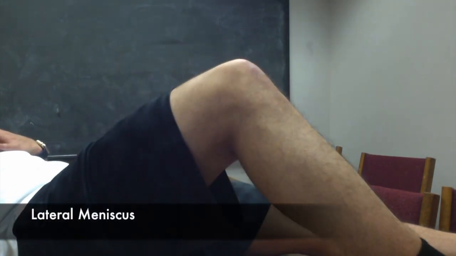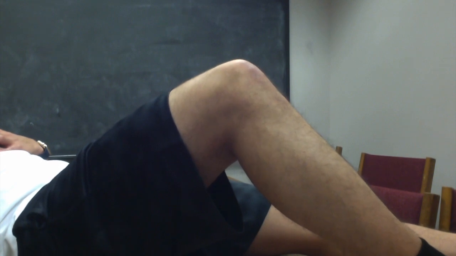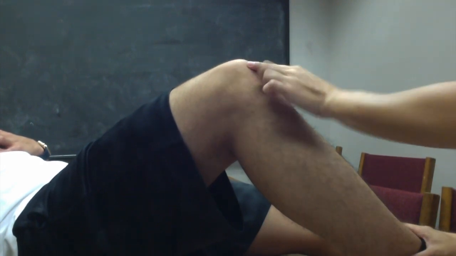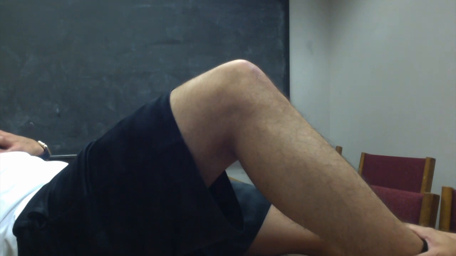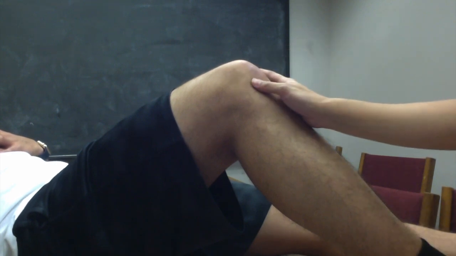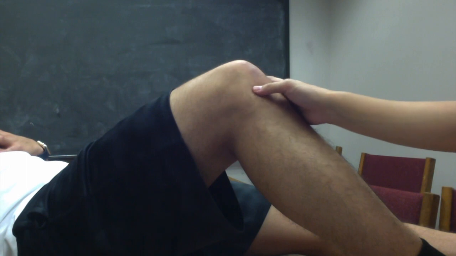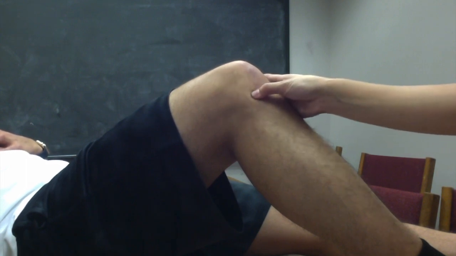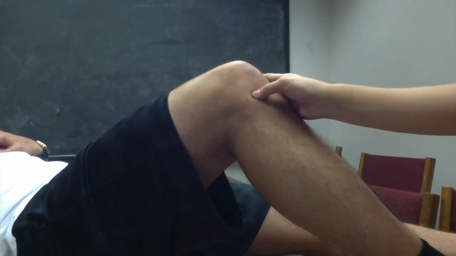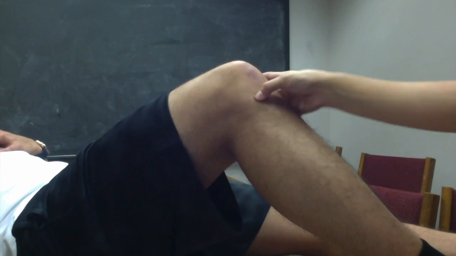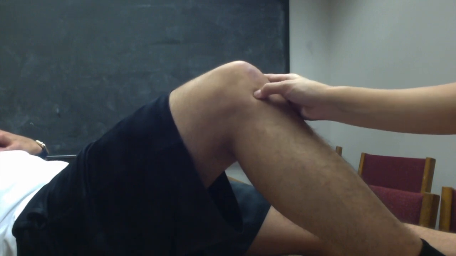Okay, the next palpation is going to be the lateral meniscus. This is easiest to palpate when the patient's knee is flexed, as he is here, and you will go into this meniscal window, and you're going to probe firmly in the lateral joint space. So you're going to move your thumb there firmly, and you may be able to feel the anterior margin of the lateral meniscus.